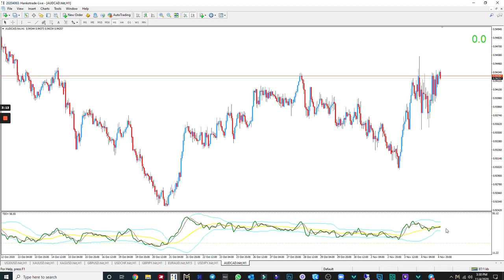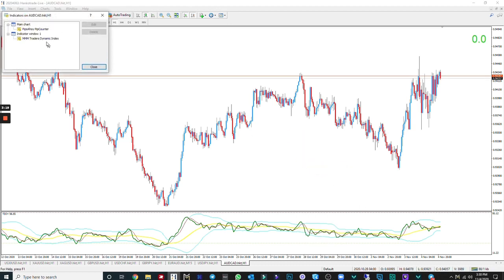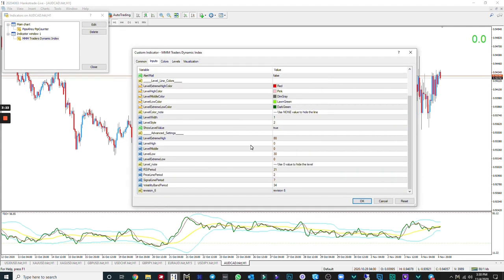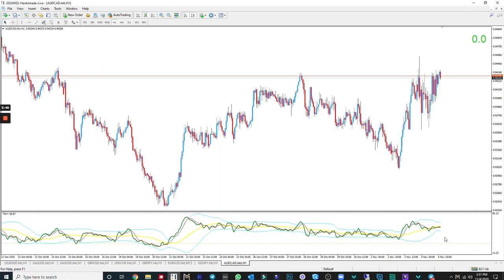If you see any other lines here, it's very simple to modify. All you need to do is right click on the chart, click indicator list, and double click on the indicator we gave you for free. You're going to scroll down and you want your settings to look like this. So only the extreme high is at 80 and only the level low is at 30. Once that is correct, you press OK and it should look exactly like this.